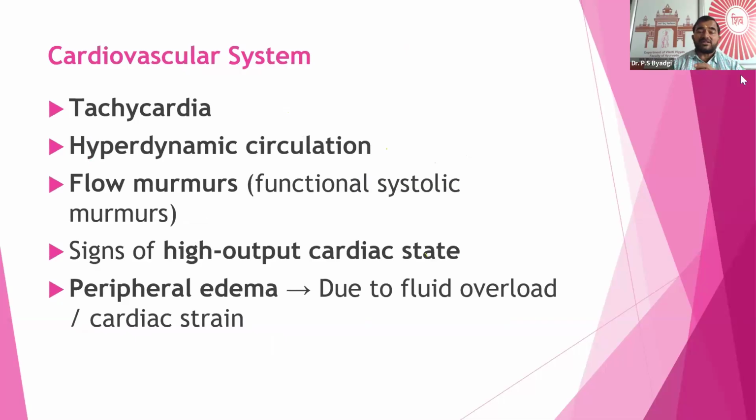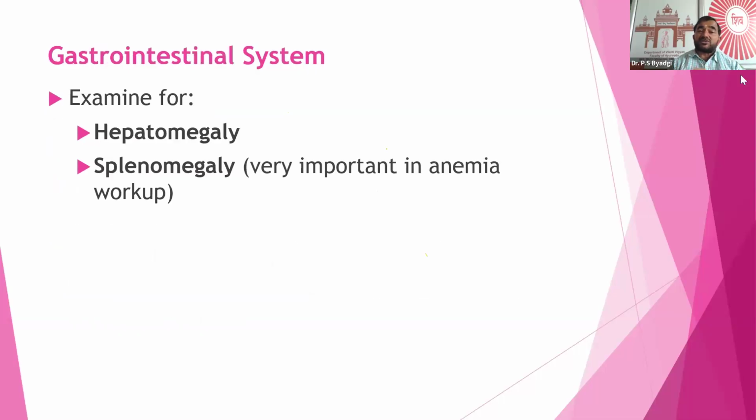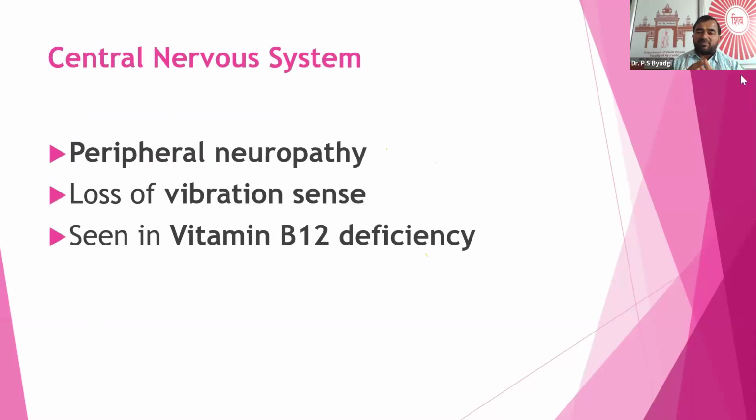Tachycardia, as I mentioned earlier, and hyperdynamic circulation will be there. Flow murmurs, functional systolic murmurs, are seen in anemia patients. Signs of a high output cardiac state will be there, and peripheral edema due to fluid overload because of the cardiac strain. The gastrointestinal tract should be properly examined for hepatomegaly and splenomegaly. In the central nervous system, it's very important to differentiate iron deficiency from folate and vitamin B12 deficiency. Loss of vibration sense is a very common feature.